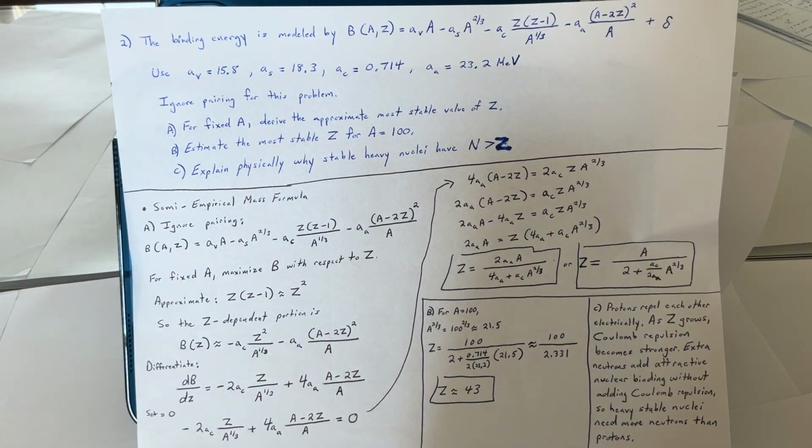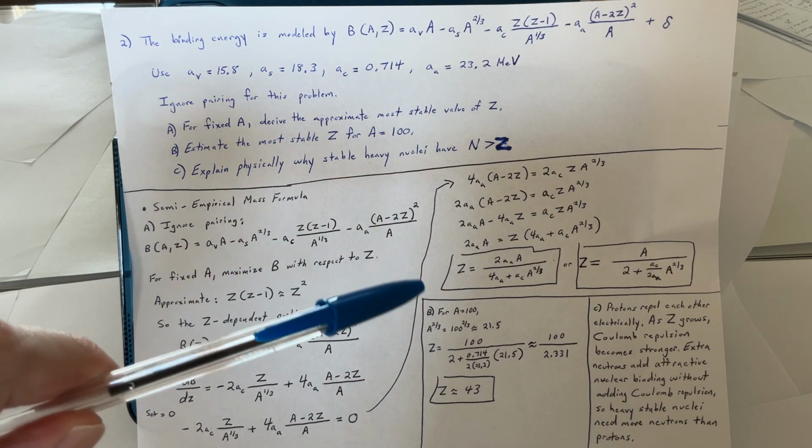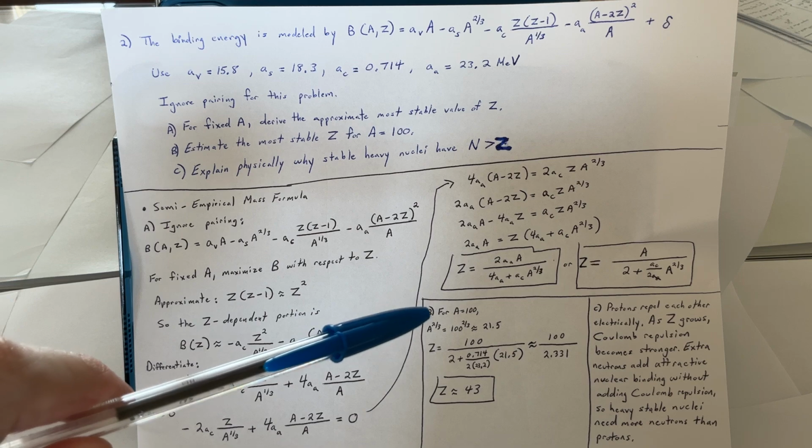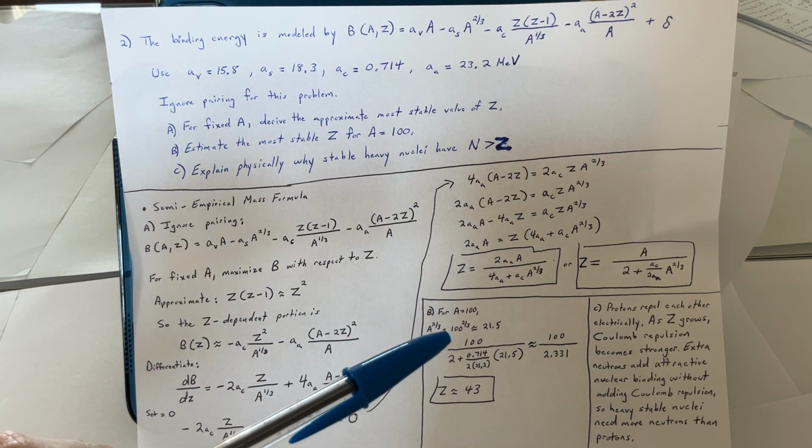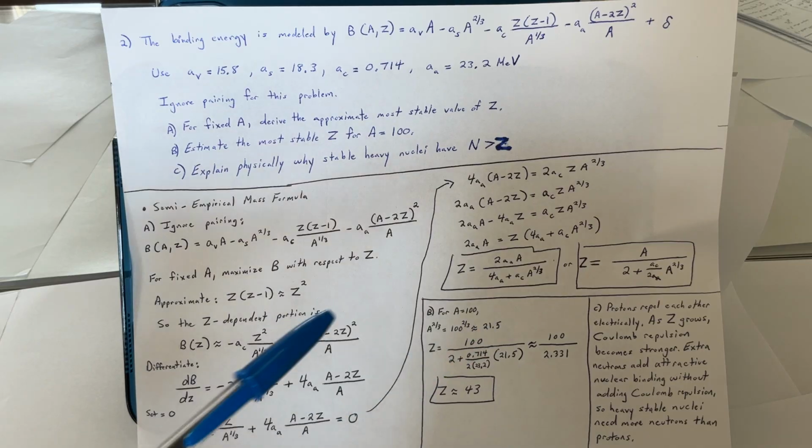For part B, we're going to estimate the most stable Z for A equals 100, and Z being the number of protons here. So for letter B, for A equals 100, all we have to do, this is A to the 2/3, that's 100 to the 2/3 equals 21.5.